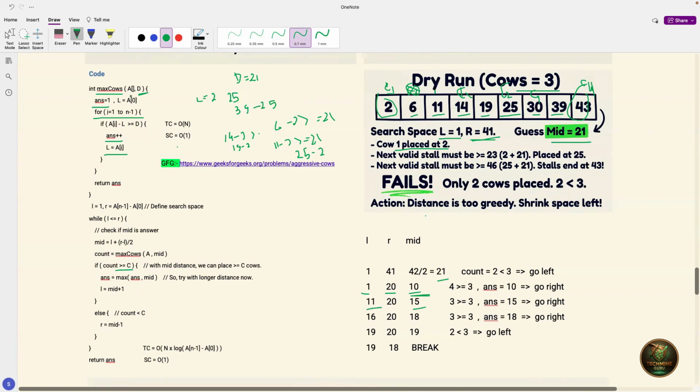So now again we will call this max cows function. Our first cow will be at C1 only, and our second cow will now be at position 19, since 19 minus 2 is 17, which is greater than the distance given, right?